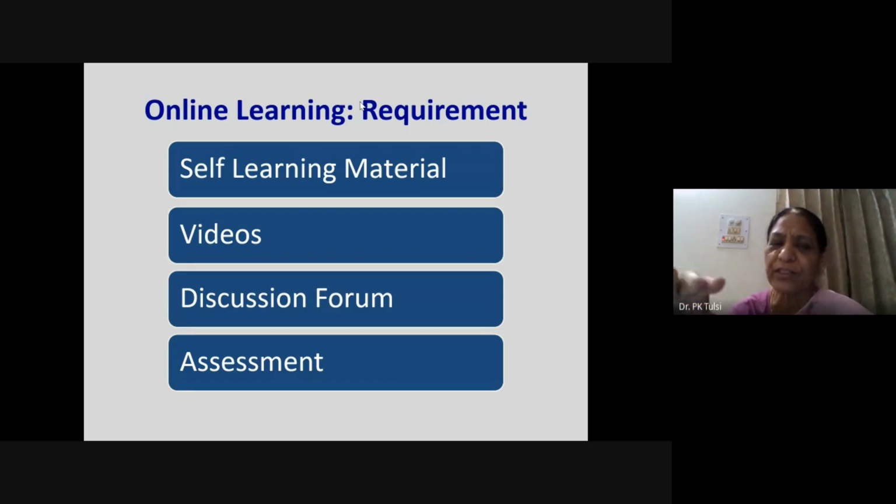So different approaches are being used by the people who design and offer programs or courses. Then the third essential requirement is the discussion forum.